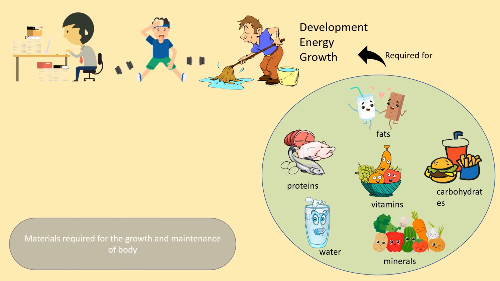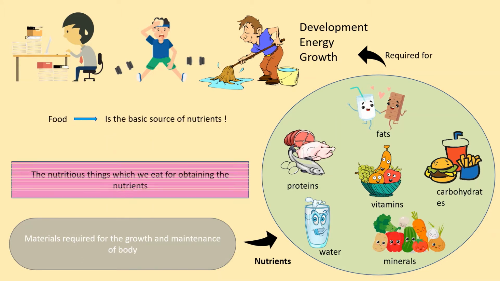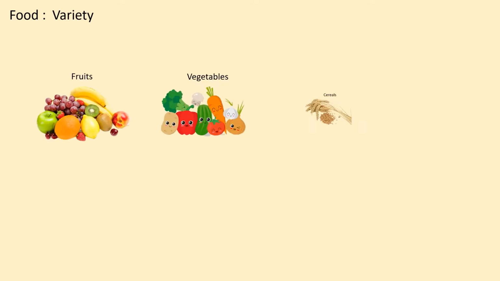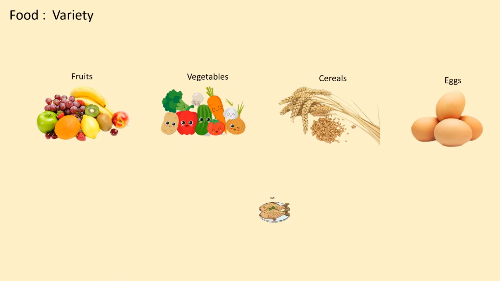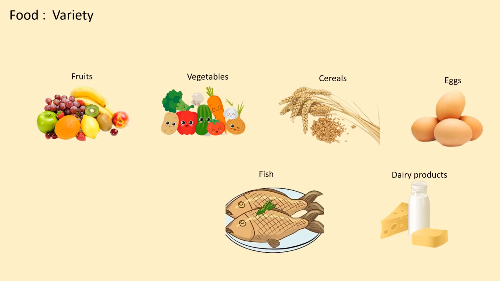Basically, the materials required for growth and maintenance of our body are called nutrients. Food is the basic source of nutrients. The nutritious thing we eat for obtaining the nutrients is termed as food. There are a variety of foods present in India. For example, fruits, vegetables, cereals, eggs, fish, dairy products, and meat.